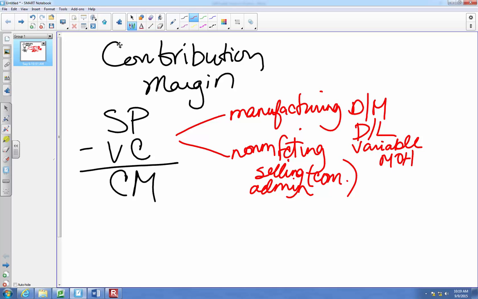So if you take the selling price of your product and subtract all your variable costs, you're going to come to something called contribution margin. What does that have to cover still? Yeah, you've still got to cover your fixed costs. And once you've done that, hopefully what you're going to have left is what? Your income.